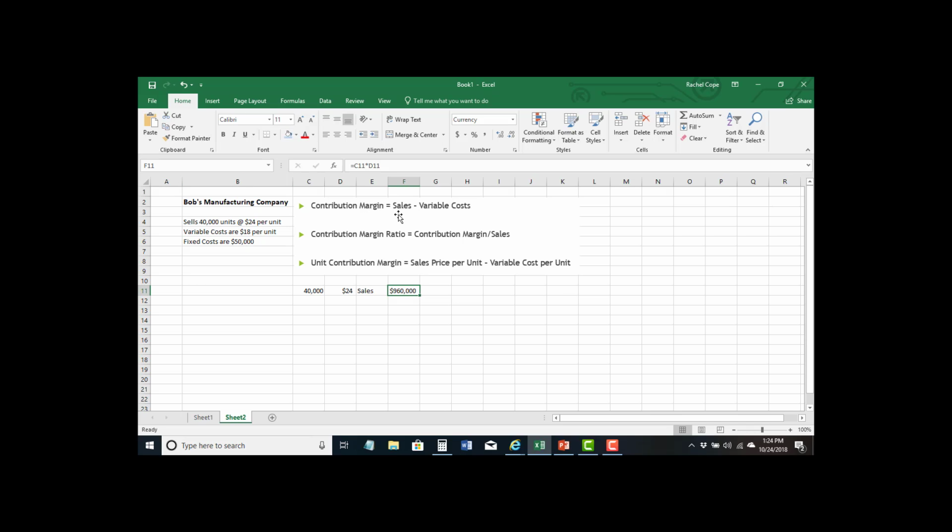Now, contribution margin is sales minus variable costs. So our overall sales is $960,000. Our variable costs are $18 per unit. So we sold 40,000 units, and we have $18 of variable costs each. So 40,000 times 18 gives us $720,000. So to come up with that contribution margin, we take sales minus variable costs. So we get $240,000 as our contribution margin.